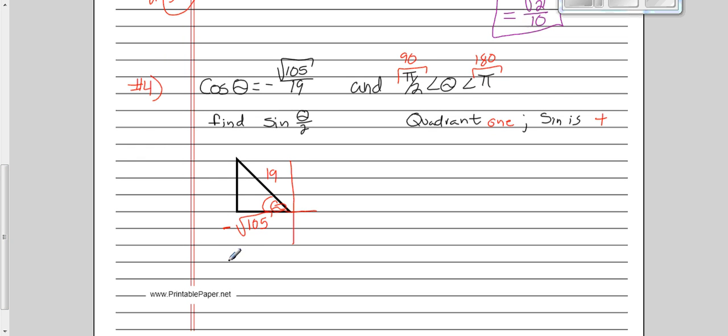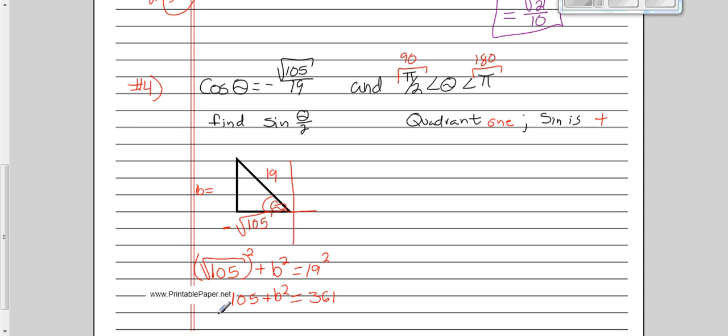Alright, so now I got to use the Pythagorean theorem on this one. So I'm going to call this B over here. So I got square root of 105, that's squared, plus B squared is equal to 19 squared. Okay. So this square and there's a square root, so this is 105 plus B squared equals 19 squared, which is 361.